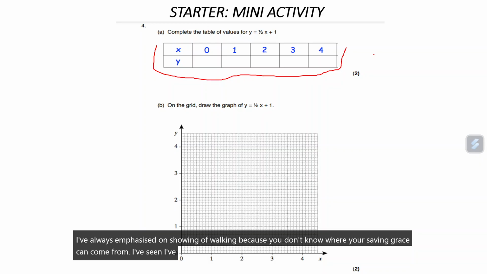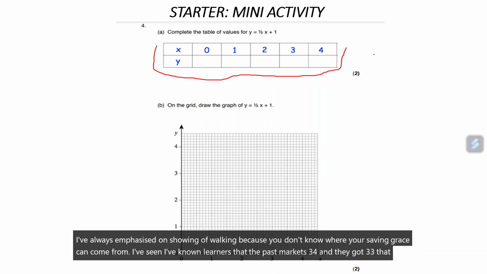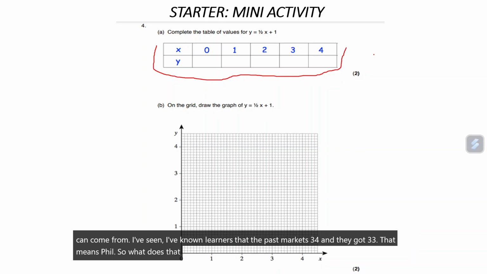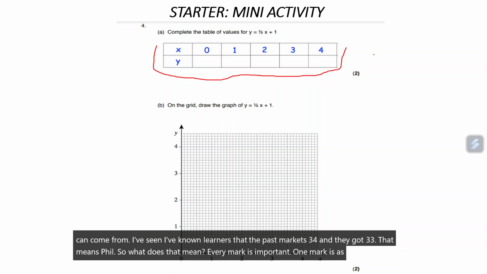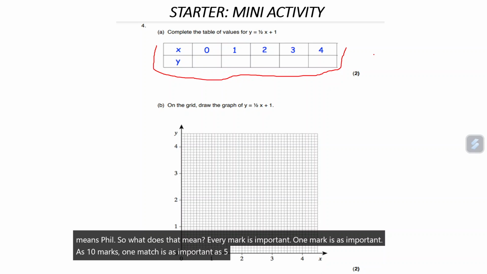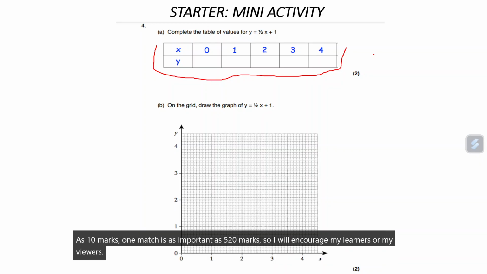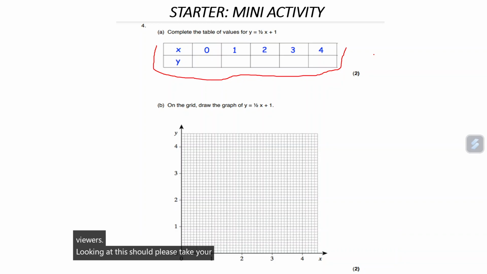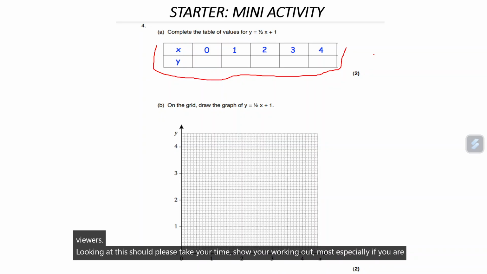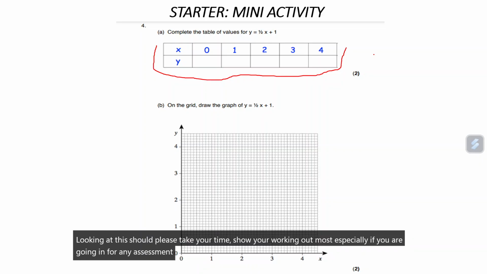I've known learners where the pass mark is 34 and they got 33. That means fail. Every mark is important. One mark is as important as 10 marks. One mark is as important as 520 marks. So I will encourage my learners and viewers to please take your time and show your working out, most especially if you are going in for any assessment, whether mock or formal.